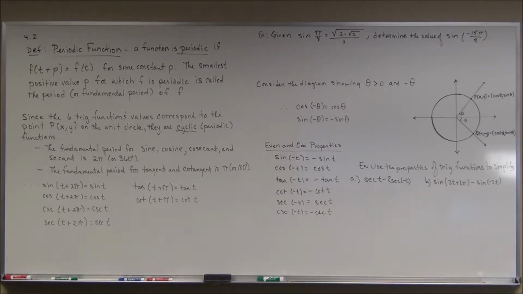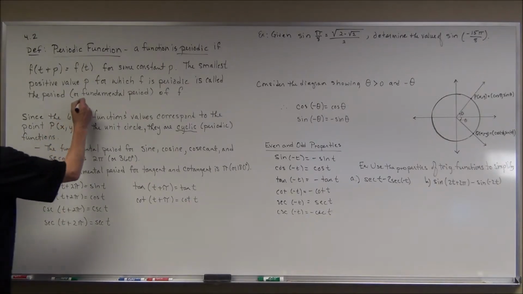periodic functions. Sometimes we'll call them cyclic functions. A periodic function, well, it's a function that's periodic. That's a good definition. If f of t plus p is equal to f of t. So you have this value p here, but f of t plus p is going to be the same as f of t, for some constant p. And that's true for all values that you plug in there for t. You get the same exact value, the same y value, the f of the independent variable value. The smallest positive value p for which f is periodic is called the period.